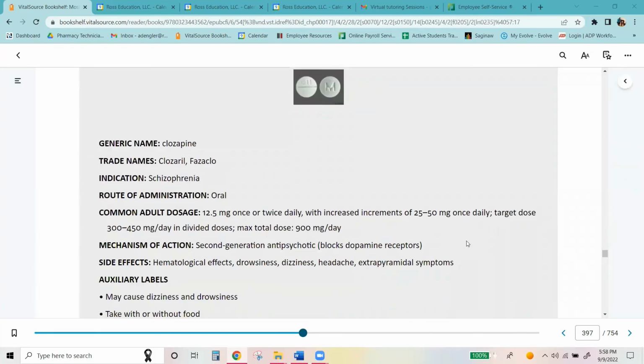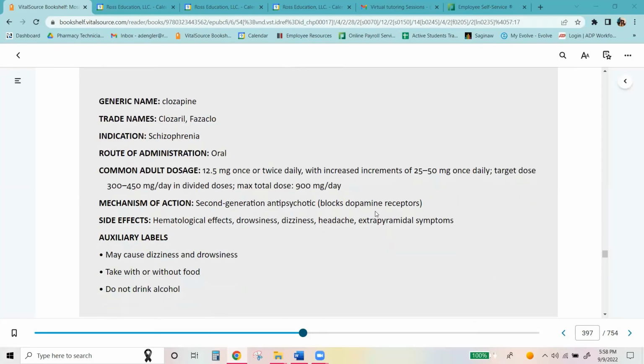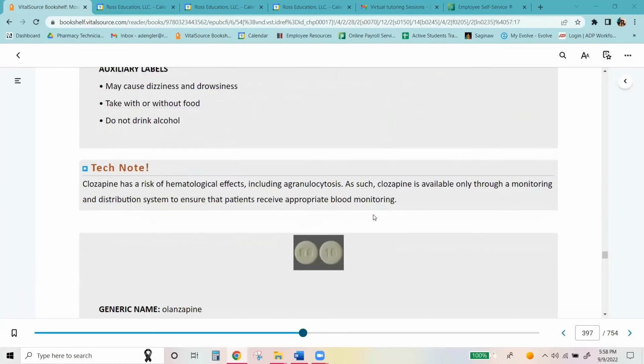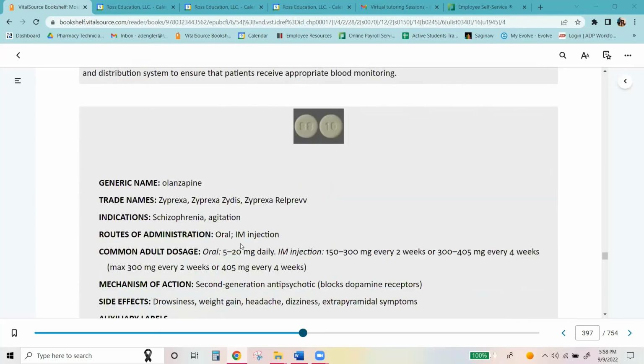We have the medication Clozaril, which has a risk of hematological effects, including agranulocytosis. It is available only through a monitoring and distributing system to ensure that patients have received appropriate blood monitoring.